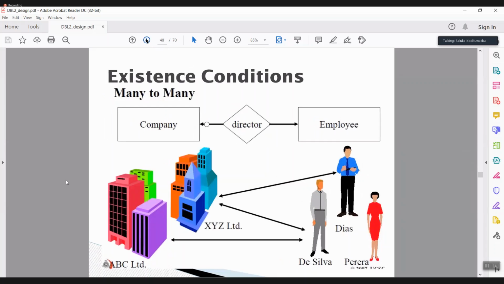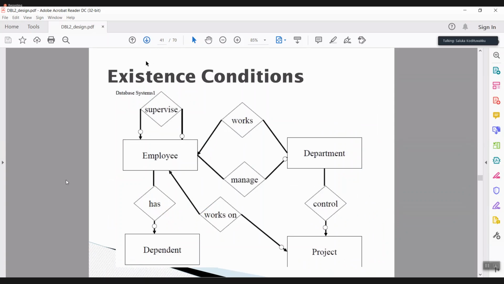And again, these white ovals indicate the existence. This is the ER diagram we have written, and then employee supervises. That means one employee supervises many other employees. But in order for supervision to happen, employees should exist. That is why this oval is there at both ends.